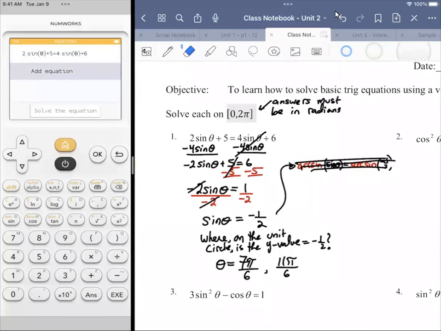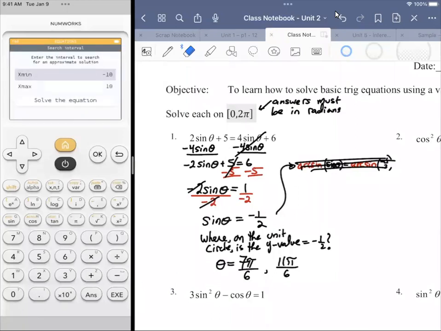Go to solve equation. It asks you where you want to solve, where you want to find answers. And trig functions are repeating cycles or periodic, so you could have many, many solutions. All I want are the ones that happen between 0 and 2 pi. So solve the equation. It tells me some numbers.